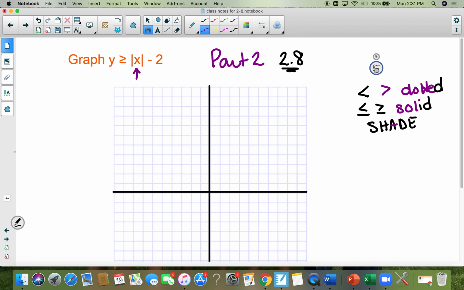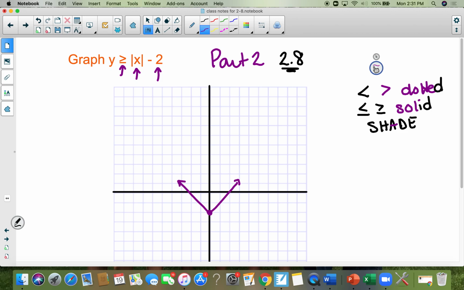An absolute value makes a V, if you guys remember this from 2.7. Notice where the -2 is located. It's located outside the grouping symbol, so it's going to move your V down 2. It used to be at 0, 0, and I moved my V down 2, and it's going to end up being a solid V. The reason why it's a solid V is because there's greater than or equal.